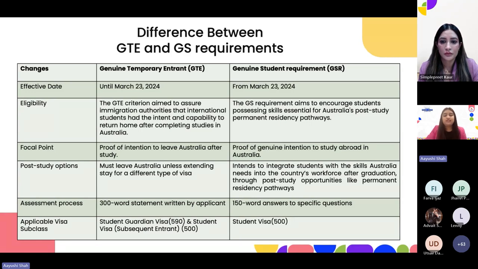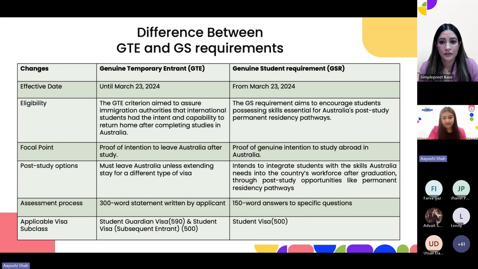Now, what is GSR? Basically, an objective evaluation of whether you as a student indeed have a genuine intention to study in Australia. This is very important because it doesn't just involve your sincerity to study, but it also delves into academic history, financial ability, and again, how well your chosen course is aligning with your future. This is one very important aspect of GSR, which you all have to keep in mind.